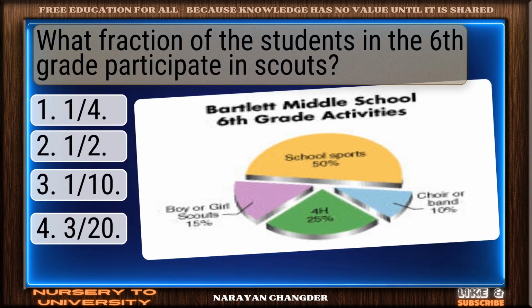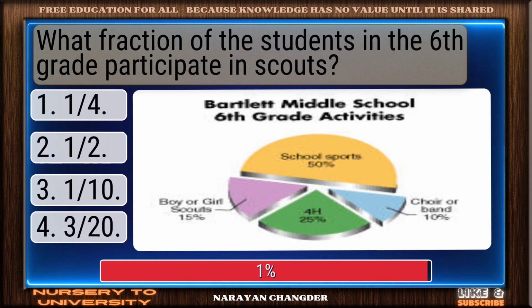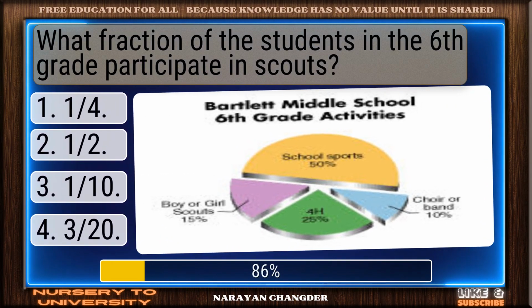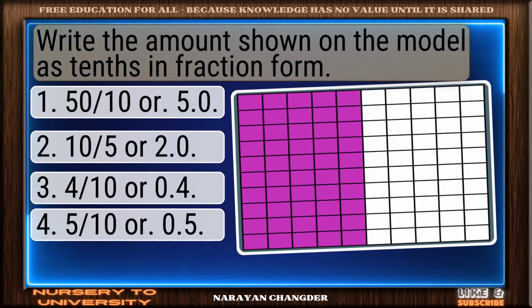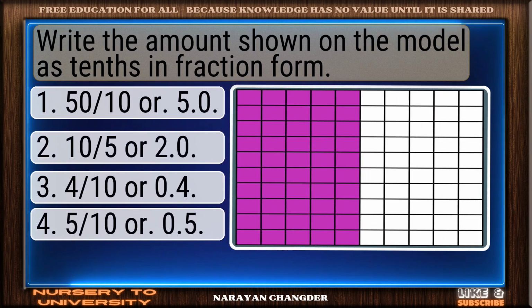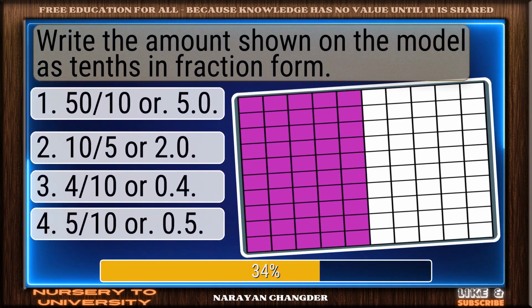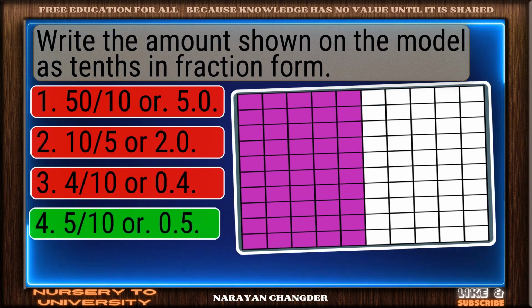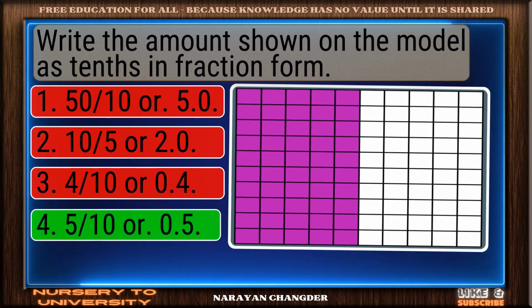Question number 6. What fraction of the students in the 6th grade participate in Scouts? You chose 3/20 and it is correct. Question number 7. Write the amount shown on the model as tenths in fraction form. Good job. Your answer 5/10 works well here.